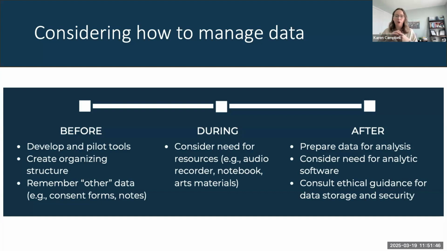Also, arts materials. So if you are going to do something, or you think you might even be open to doing something like body mapping or timelining, make sure you have a pen and paper there where you can do that. And then afterwards, thinking about where you're going to store it, that it's ethical and in line with York University guidelines or whatever ethical boards you're using.